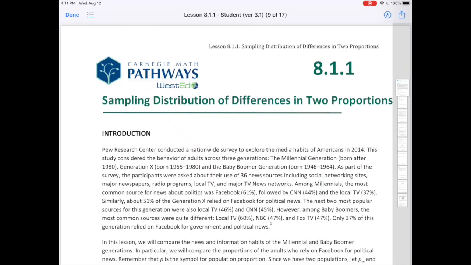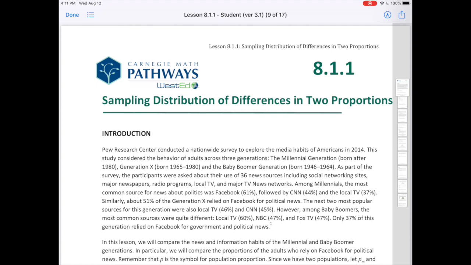Lesson 8.1.1 Sampling Distribution of Differences in Two Proportions. Introduction. Pew Research Center conducted a nationwide survey to explore the media habits of Americans in 2014.